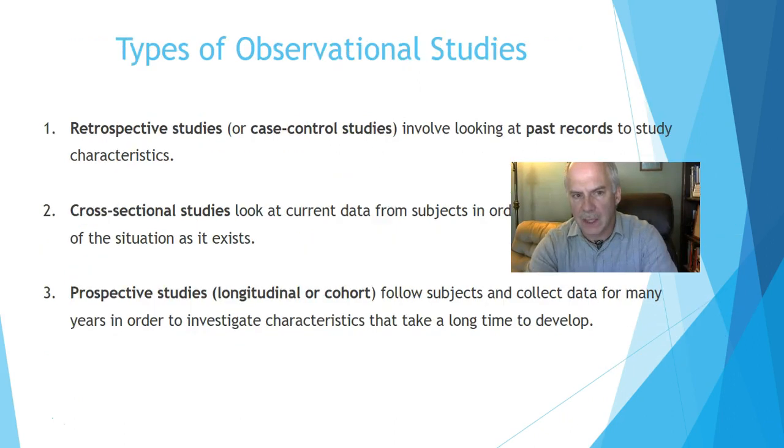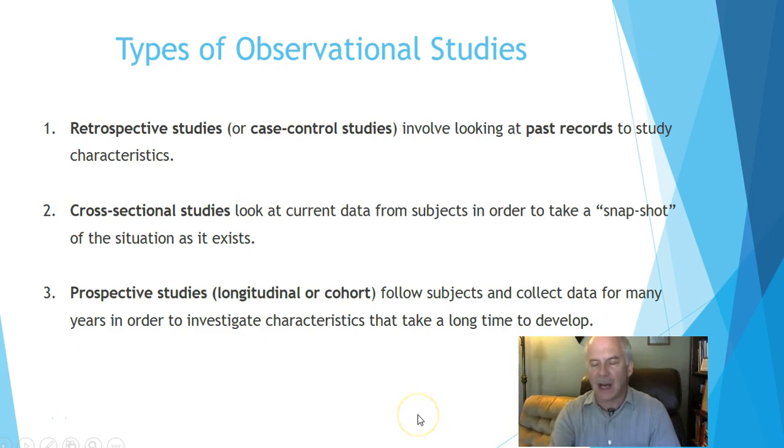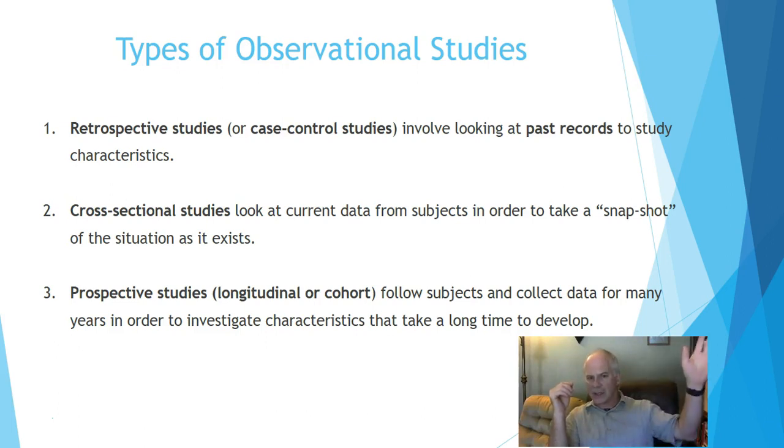All right, now some things on observational studies. Now there are three types of observational studies. They're what are called retrospective studies, also called case control studies. These are looking back at past records. So they're not going to collect any new data right now. They're just retrospect, or looking back at cases in the past.